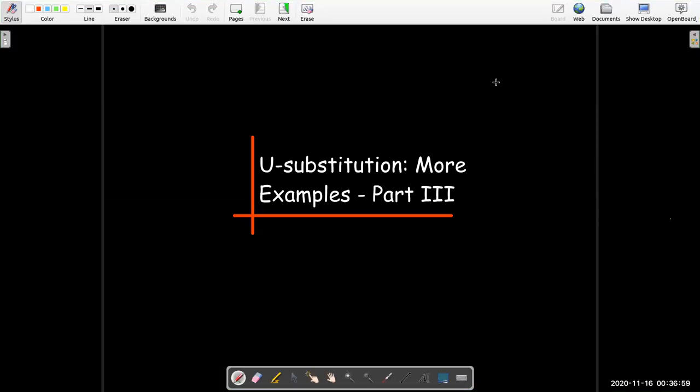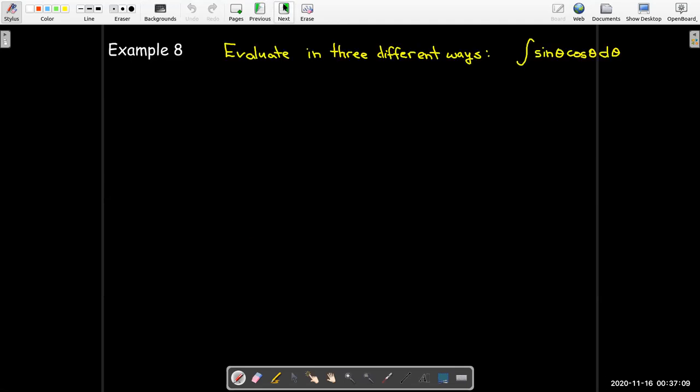In this video, we're going to work out two more examples using the u-substitution method for evaluating integrals. The first example is actually three examples in one, because we're asked to evaluate in three different ways the indefinite integral of sine theta, cosine theta, d theta.